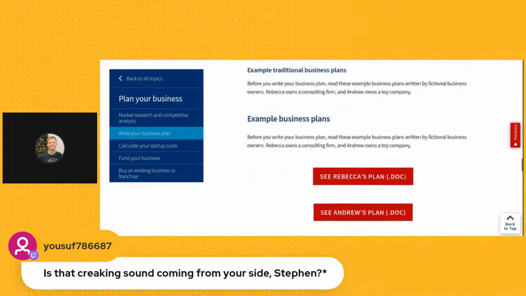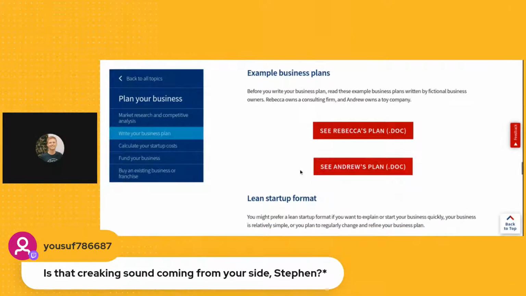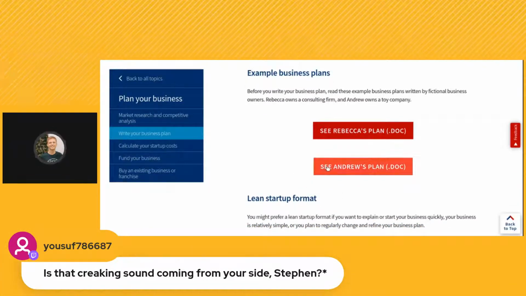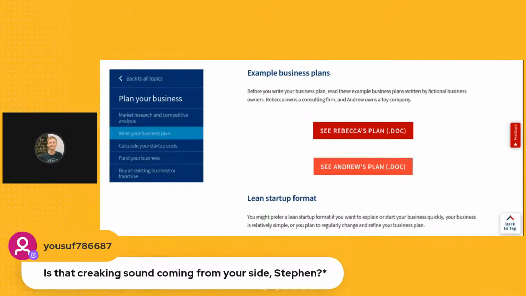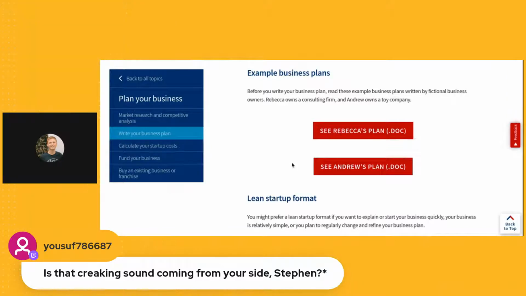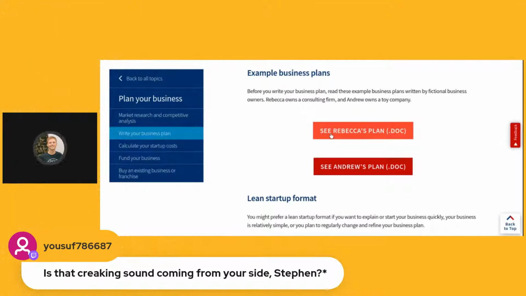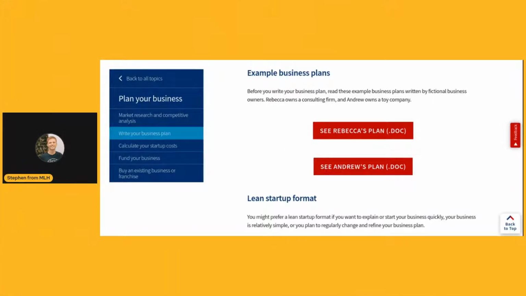Okay, so that's pretty much what we have for the elements of a business plan. Now we're going to look at some example business plans that are provided to us by the Small Business Administration, and then we're going to actually create one of our own. So there's these two different traditional business plans that are provided to us. I'm not actually going to look at those with you today, but if you're interested in looking at them later, feel free to.